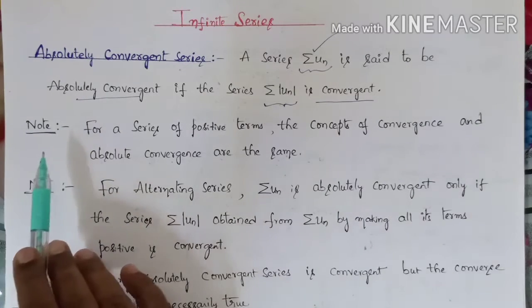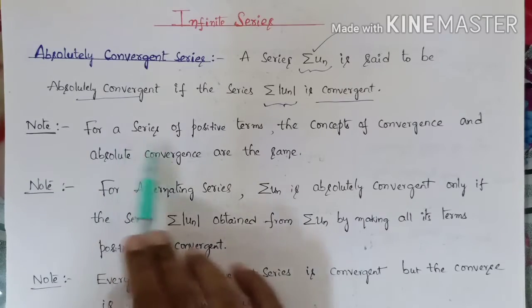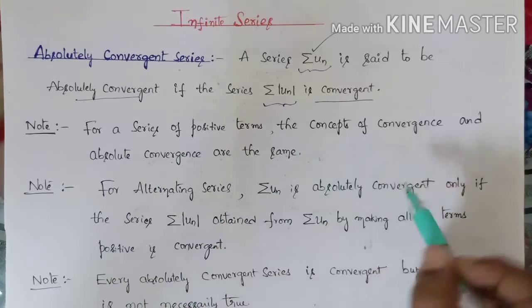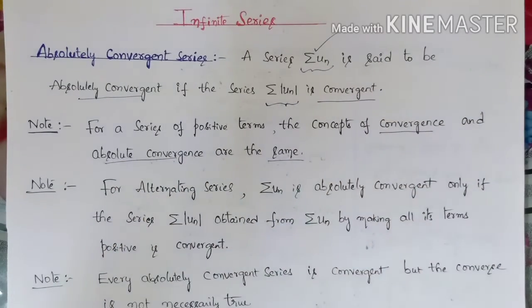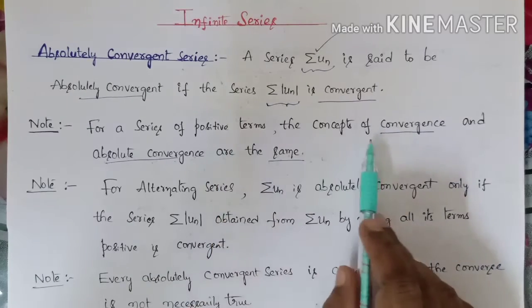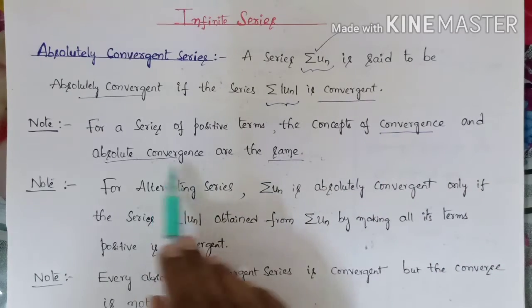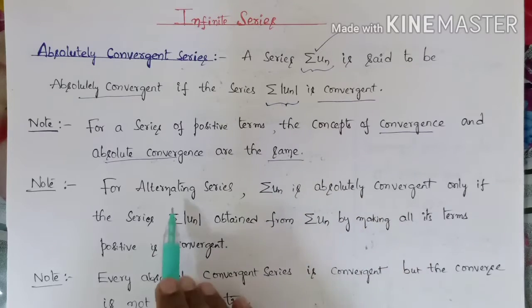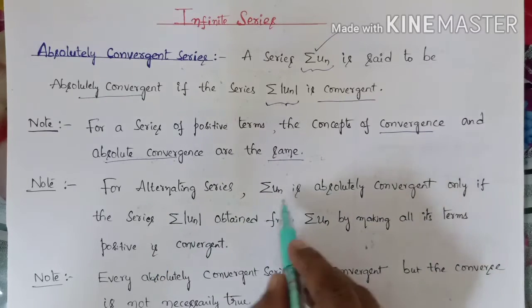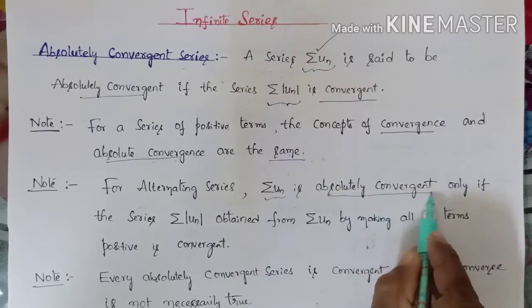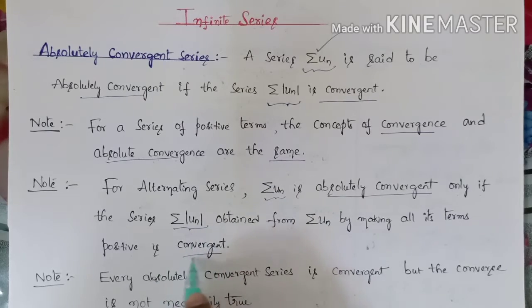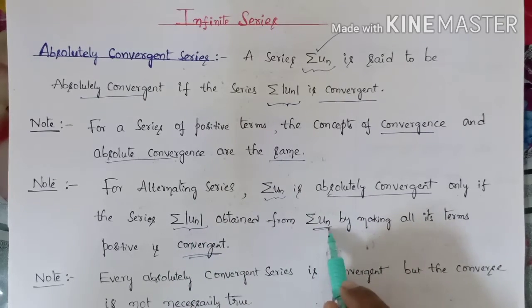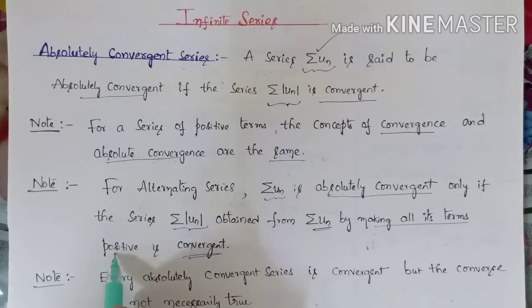We have to note down three important points. First one, for series of positive terms, the concepts of convergence and absolute convergence are same. But for alternating series, sigma un is absolutely convergent only if sigma mod un is convergent, which is obtained from sigma un by making all its terms positive. We'll see later one example.